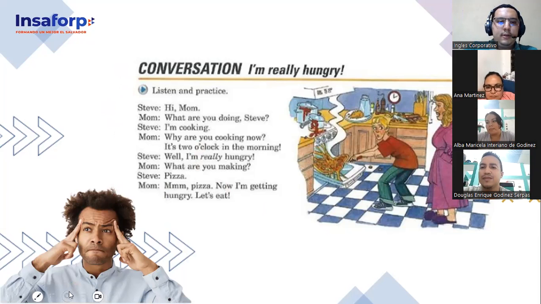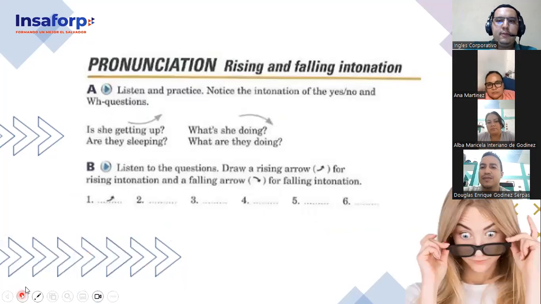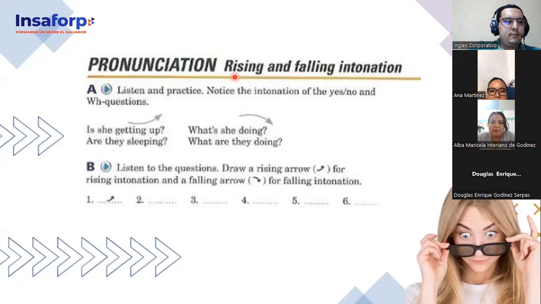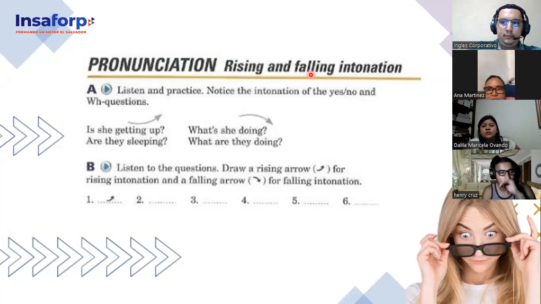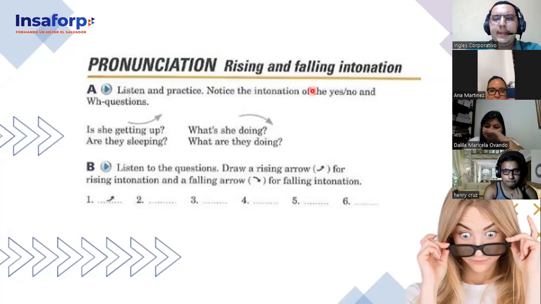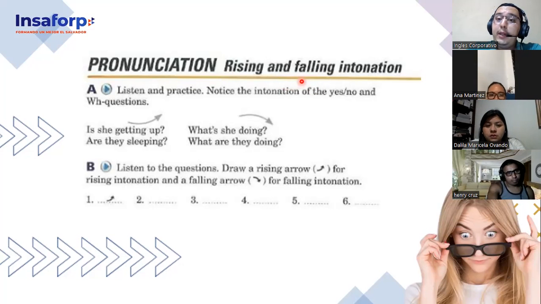Okay, now I think we are done with this part. Thank you guys for helping me. Let's see what we have right here. Rising and falling intonation. What, guys, what does rising mean? Hacia arriba. Going up. What about falling? Going down. We have going down and going up. Okay, we have rising and falling intonation.